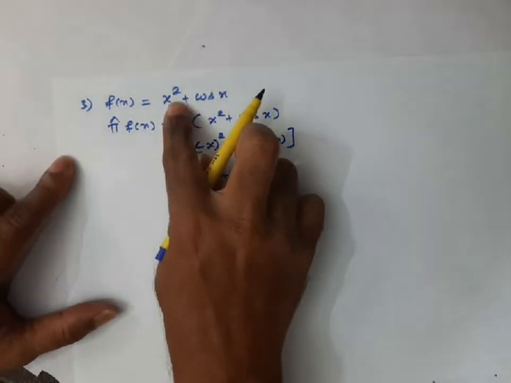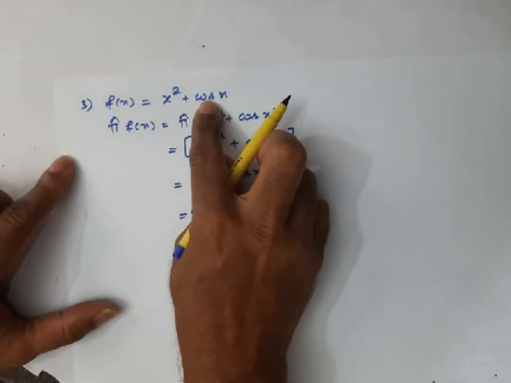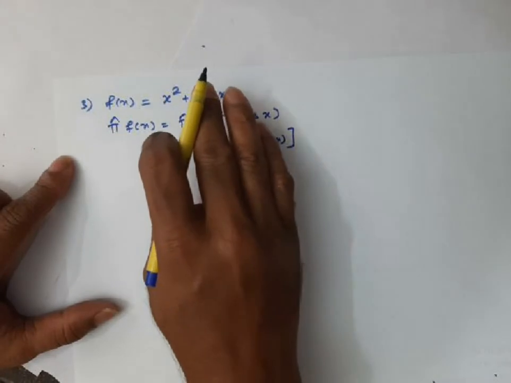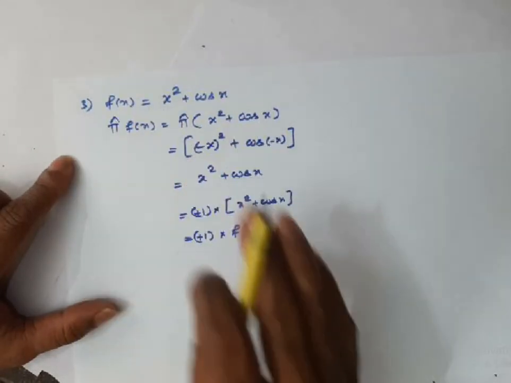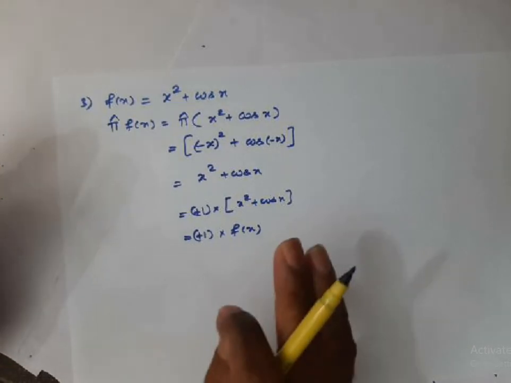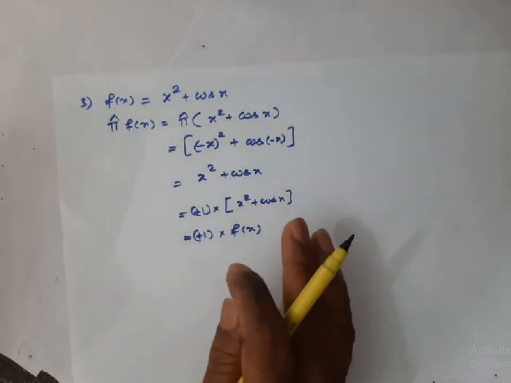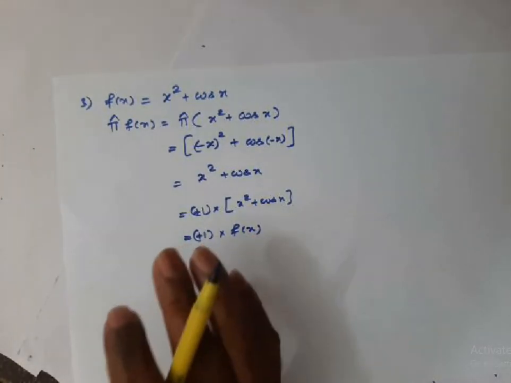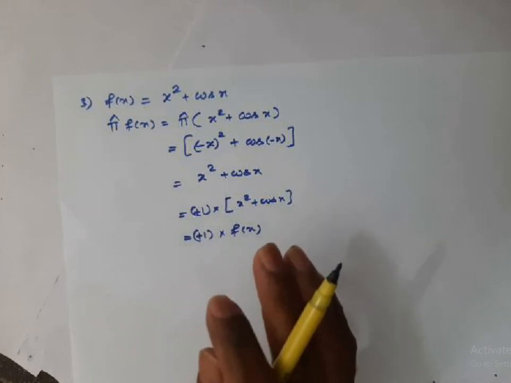So x square plus cos x is an eigenfunction for the parity operator, and the eigenvalue is plus 1. And remember, the eigenvalue of the parity operator is always plus 1 or minus 1. This is a very important point you should keep in mind.